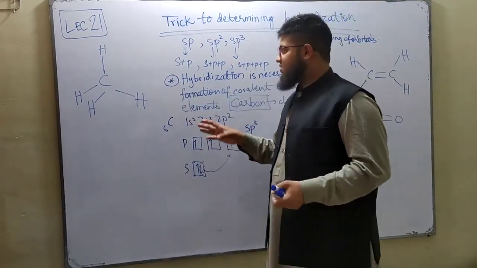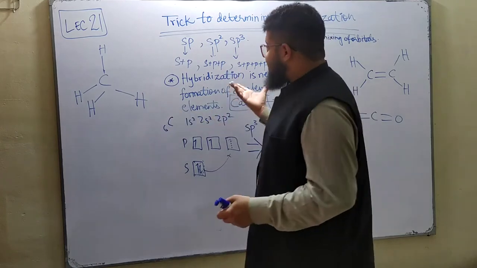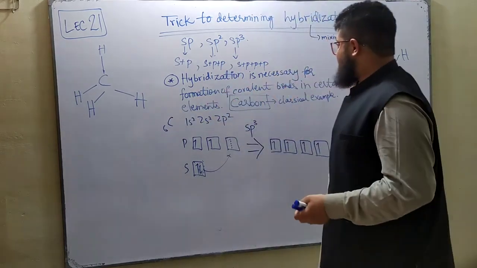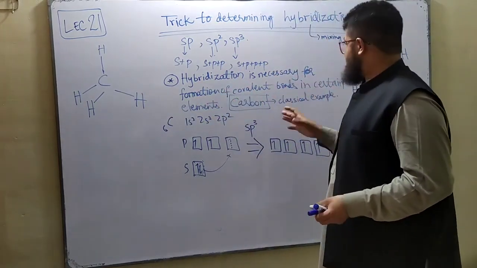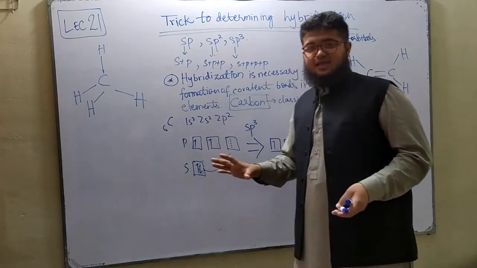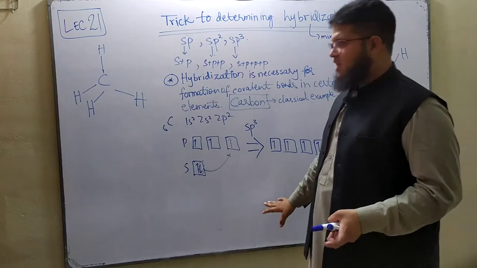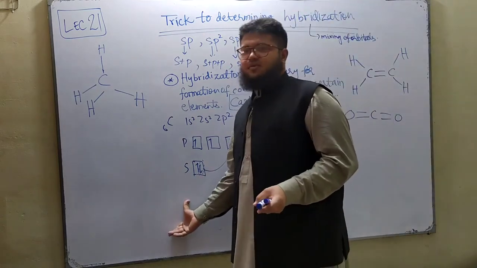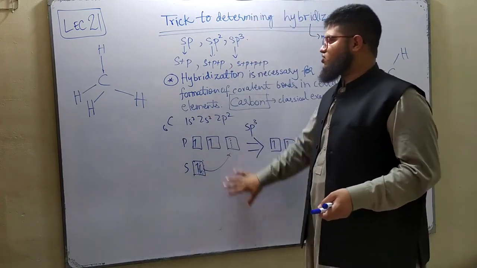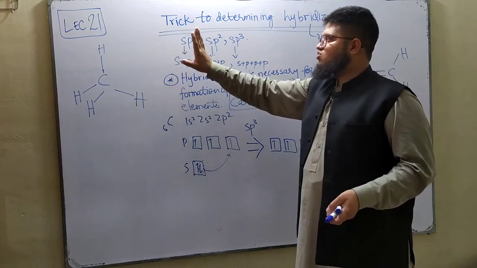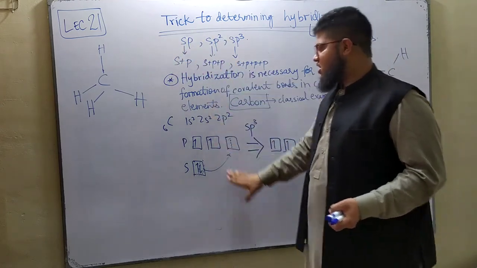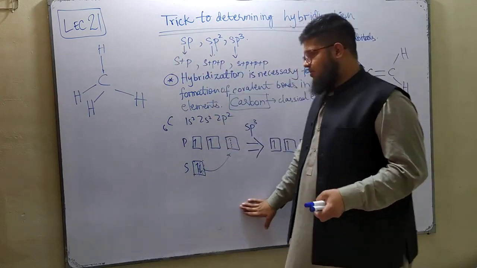The hybridization in our syllabus is for carbon, the carbon atom. It is necessary for the formation of covalent bonds in carbon and certain elements, and carbon is our classical example. I've just explained the concept of hybridization for sp3 hybridization. I'm not going to go into the concept of sp2 or sp. So now let's just talk about sp3 hybridization.